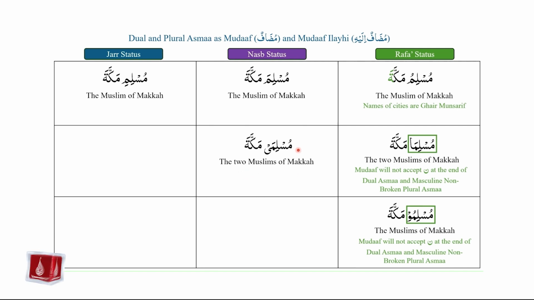Muslimai is derived from Muslimaini, and we removed the noon at the end of Muslimaini for it to become mudaf, and now we have Muslimai Makkata. In the Jar status, we will also have Muslimai Makkata. Now looking at the masculine non-broken plural example, we have Muslimu Makkata, the Muslims of Makkah.